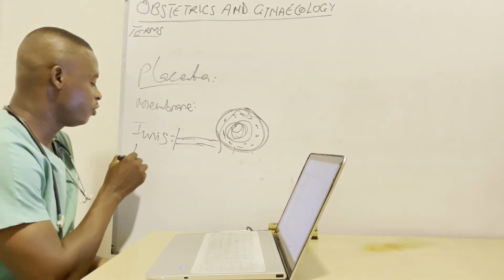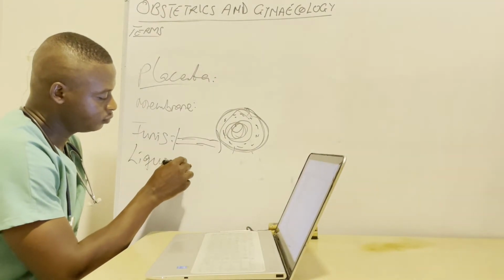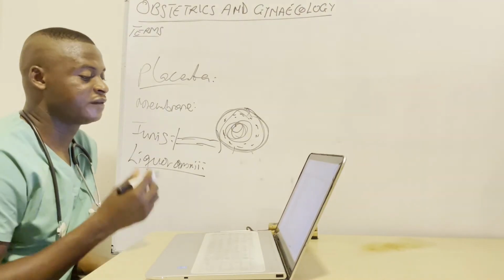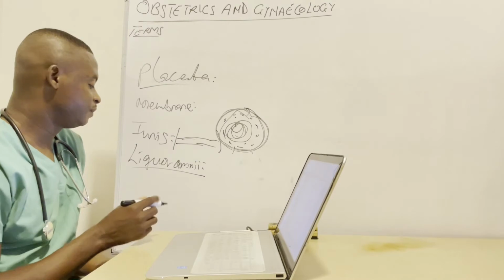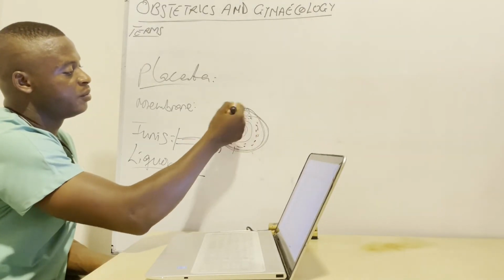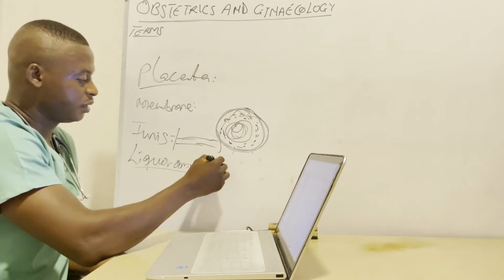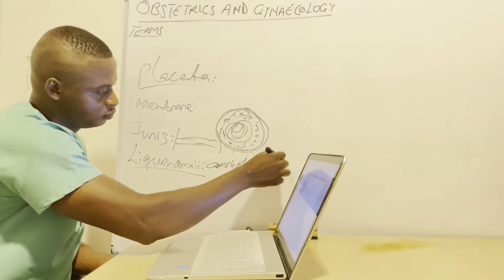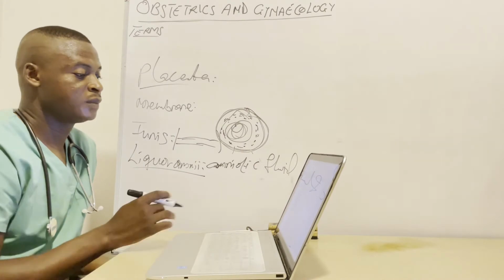Now let's look at liquor amnii. The liquor amnii, or the amniotic fluid, is the fluid in which the fetus floats in the uterus. The fluid inside the membranes we have here, we call the amniotic fluid. So the amniotic fluid is what we call the liquor amnii, simply put. All right.